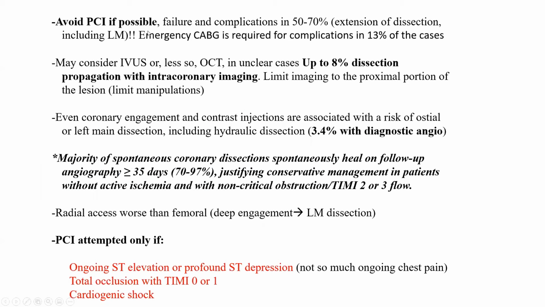So avoid PCIs if possible. Why? Because all registries, whether older or more current, consistently suggest a high degree of failure and complications in over 50% and up to 70% of the cases. Why? Because as you're trying to wire, your wire might go into the false lumen. Or your wire might tear that fragile wall and cause an extension of the dissection, including the worst thing that can happen, which is a retrograde extension of that dissection.